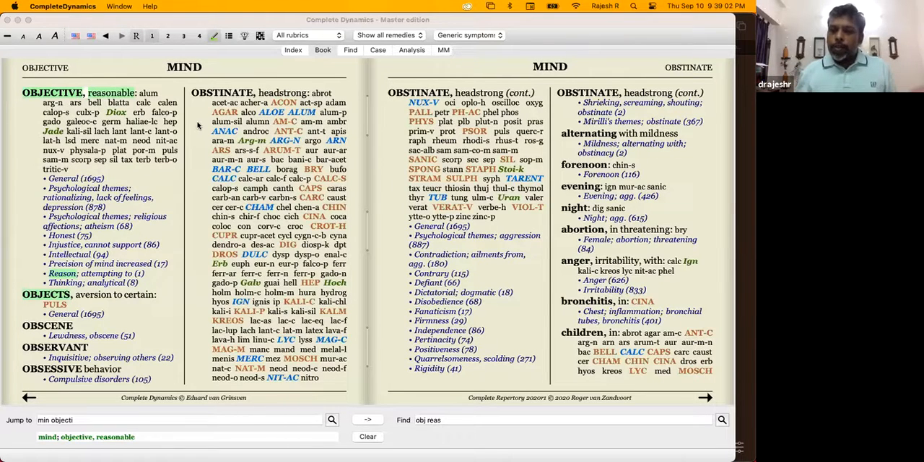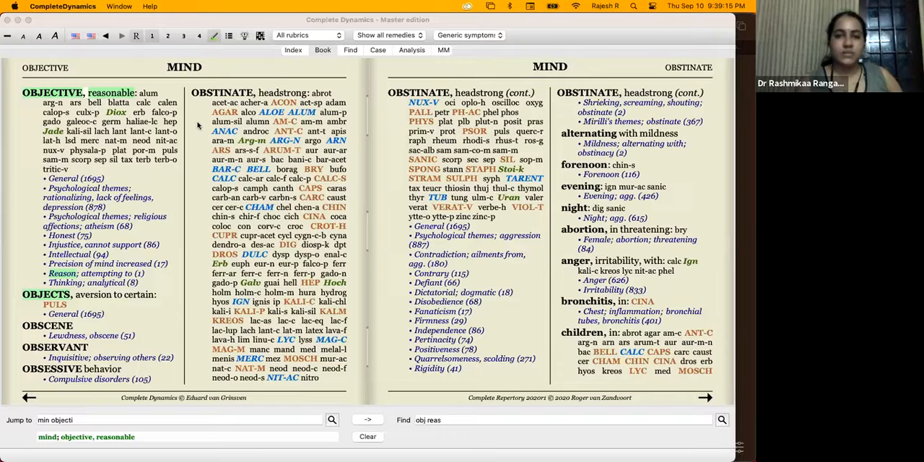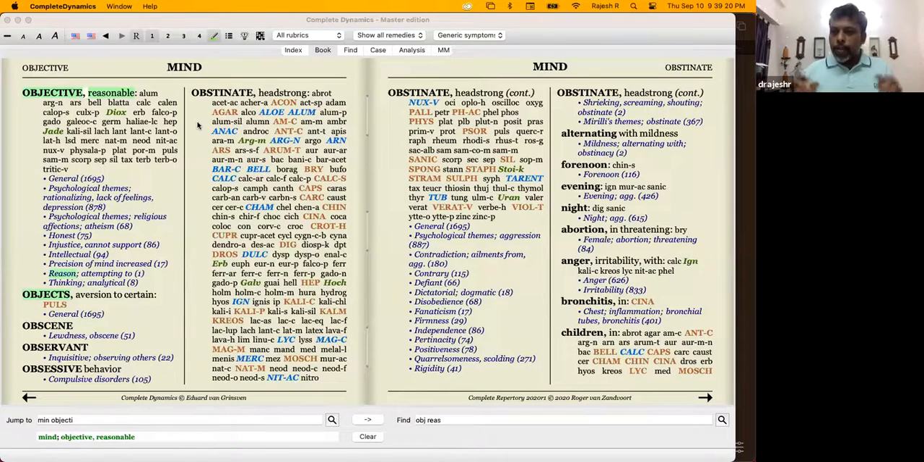And all the source material, everything from Kent is there, Bonninghausen is there, Allen's Encyclopedia is there, Hering's Guiding Symptoms is there, Nere is there, several journals like Homeopathic Recorder, all these things are there. Every proving is put into it, and all the cases that are available are put into it.